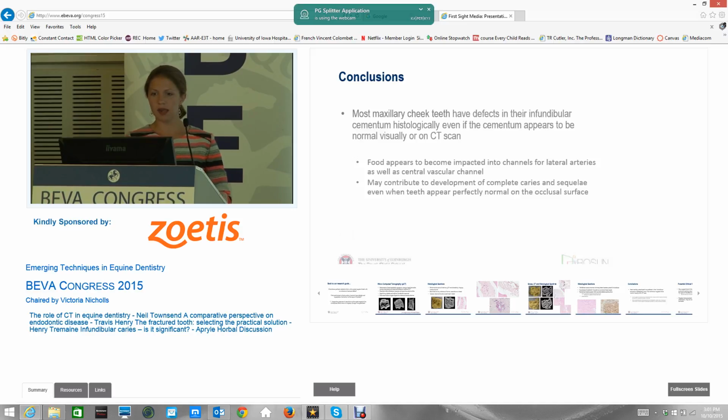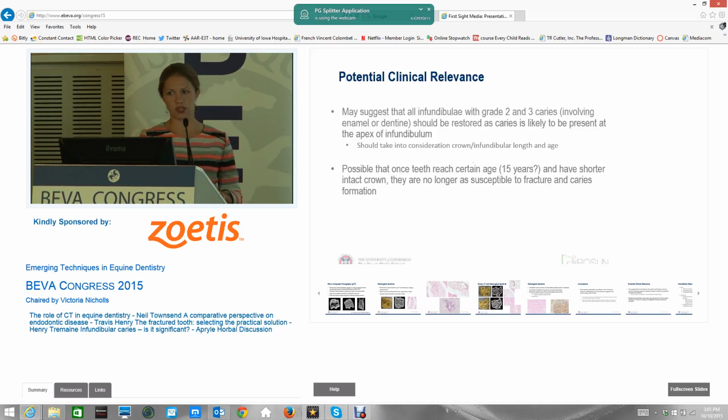So this may suggest that all infundibuli with these grade 2 and grade 3 caries involving the enamel or dentines should be restored, potentially. And this should also be taken into consideration with the crown length and the infundibular length and the age of the horse. Because as we know, it's possible that once teeth reach a certain age, they have a shorter intact crown and they're no longer susceptible to fractures, potentially, if they've walled off that cementum well.